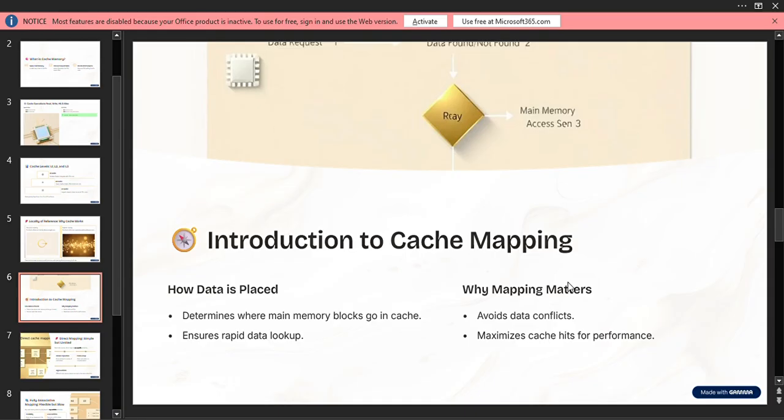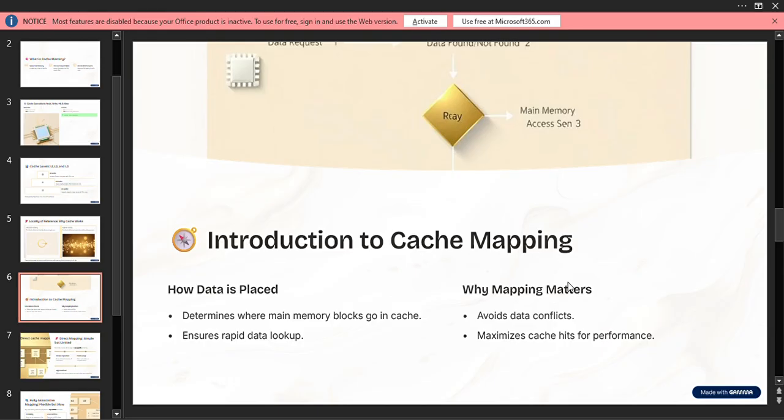Let's continue on to the main topic, which is cache mapping techniques. This is the main topic that we'll be diving deep into. Introduction: when storing data into cache, we need to decide where to put it. This decision process is called cache mapping. How data is placed: it determines where main memory blocks go in cache and ensures rapid data lookup.